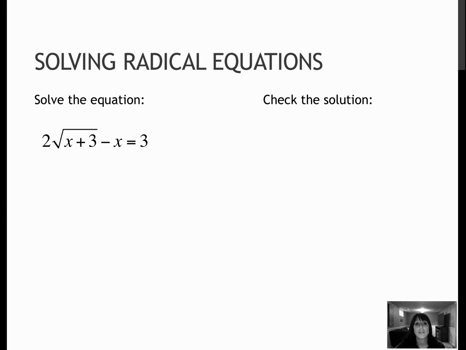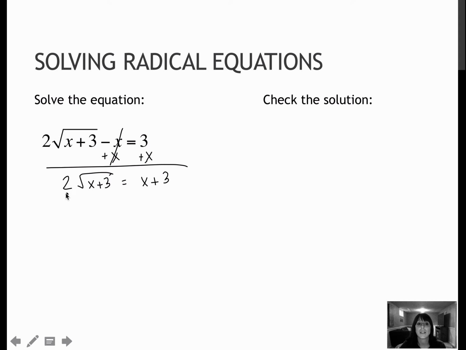On this question, as you can see, we have a little bit more going on. We have a value out front and a value that's being subtracted. And in addition, it's an x, which makes it more complicated. I am going to go ahead and add that x to each side because remember, I'm trying to get the radical by itself. So that leaves me with 2 times the square root of x plus 3 equals x plus 3, or 3 plus x. I tend to write the variable first.